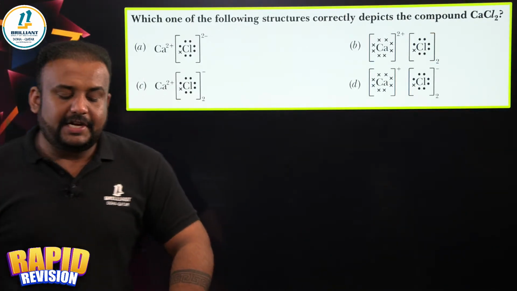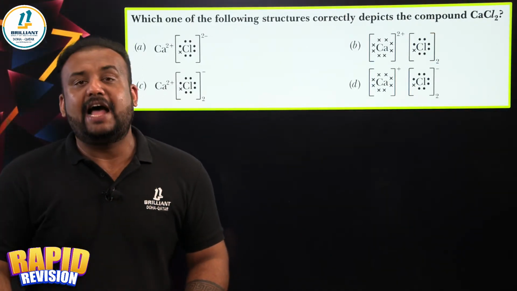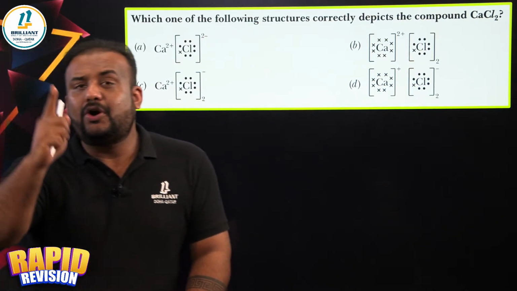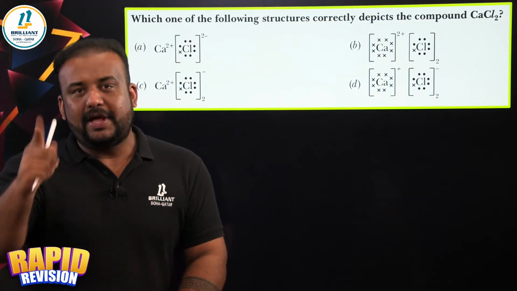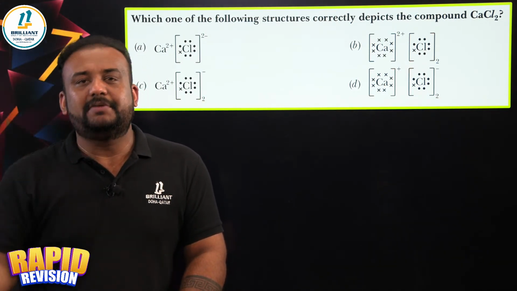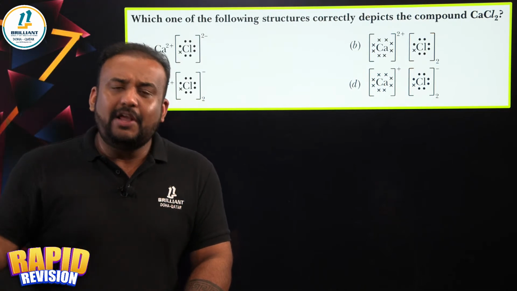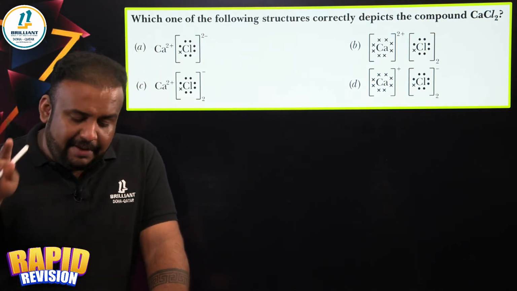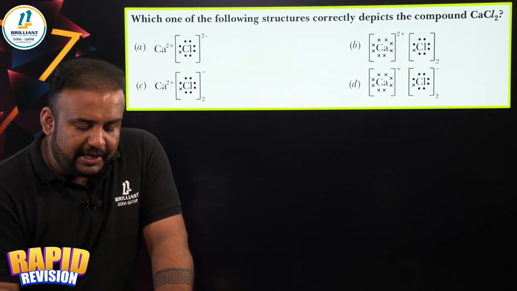Which one of the following structures correctly depicts the compound calcium chloride? Electron dot structure. One question you can expect. Maybe not calcium chloride; they may ask you magnesium chloride or magnesium oxide, any compound. But the basic logic is the same. Drawing electron dot structures is very easy.